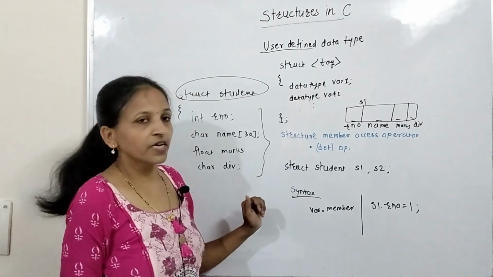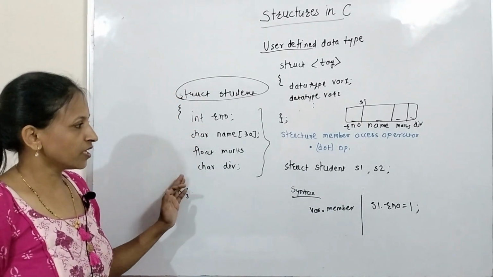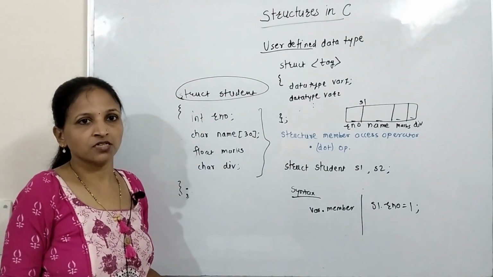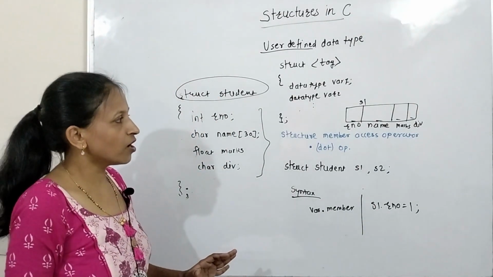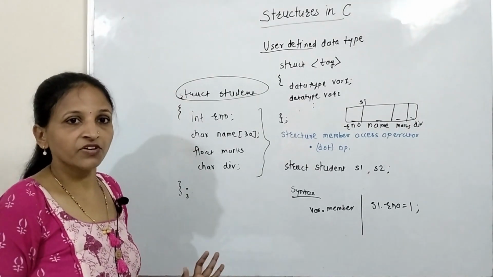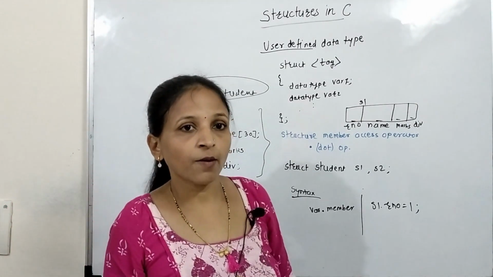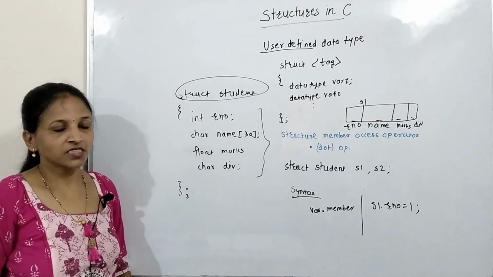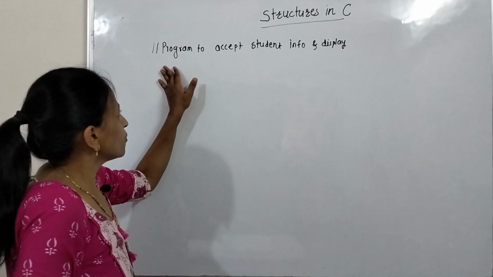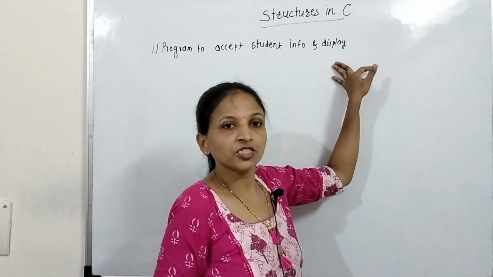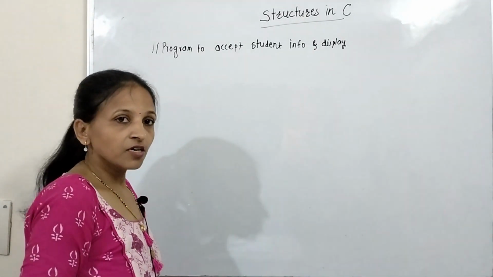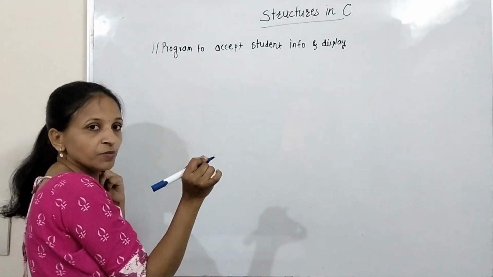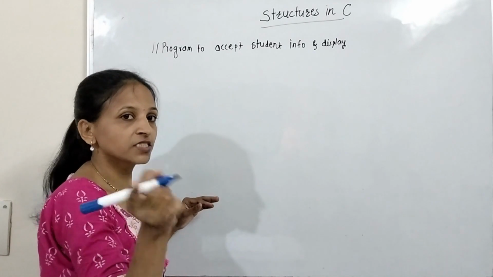Now this is how to create a structure, how to create variables of that structure, how to access individual members of that structure. Now using all this basic information, we can write one program to accept student information and display it. Okay, I am just going to explain that one. Program to accept student information and display it. Here we have to create structure student. Before that we have to include our stdio.h.